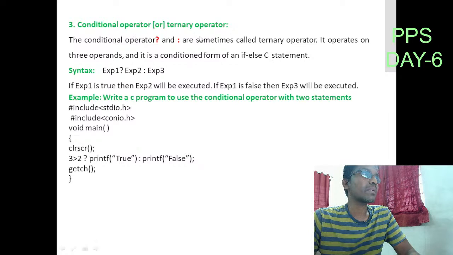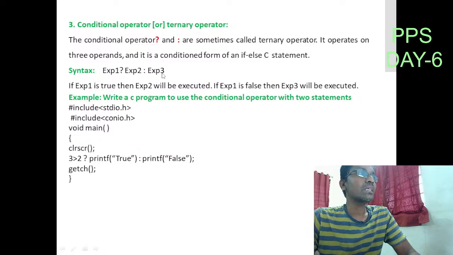Why is it called a conditional operator? That is nothing but it works like an if else statement in C programming. But here you don't use the keywords if and else. Instead of if and else, we are using expressions. For example, the syntax for writing a conditional operator or ternary operator is expression 1, question mark, followed by expression 2, colon, and expression 3. That means if expression 1 is true, that is, the condition is true, then it will go and execute expression 2. Similarly, if expression 1 is false, then it will go and execute expression 3.